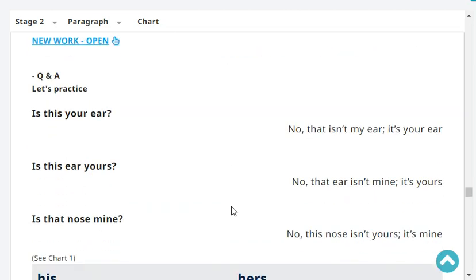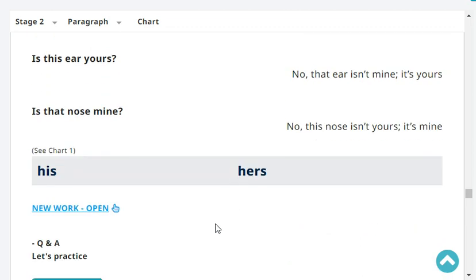Is this your ear? No, that isn't my ear. It's your ear. Is this ear yours? No, that ear isn't mine. It's yours. Is that nose mine? No, this nose isn't yours. It's mine. Very good.